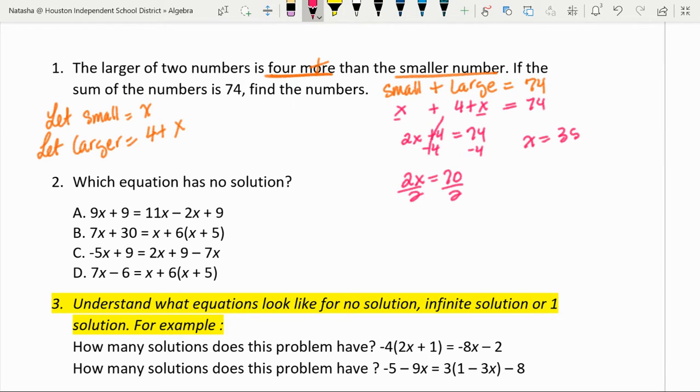Now, we said x is equal to the smaller number. So the smaller number is equal to 35. But then we said the larger number is 4 plus the smaller number. So that's 35. Now we're going to add the 4 to the 35, which is going to give us 39. So our numbers are going to be 35 and 39, 35 being the smallest and 39 being the largest.